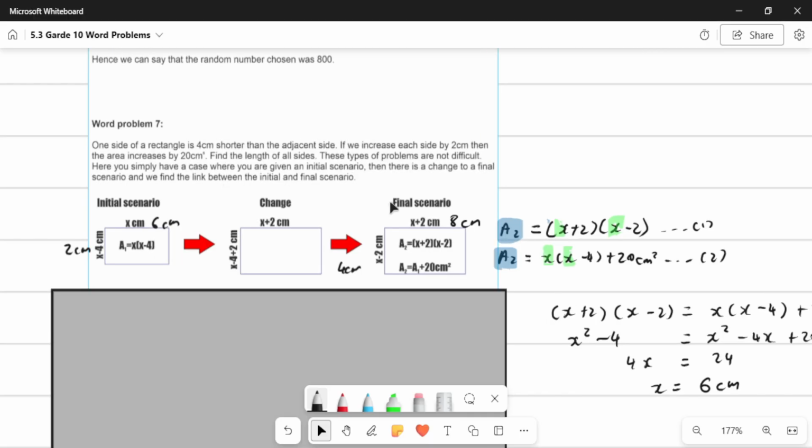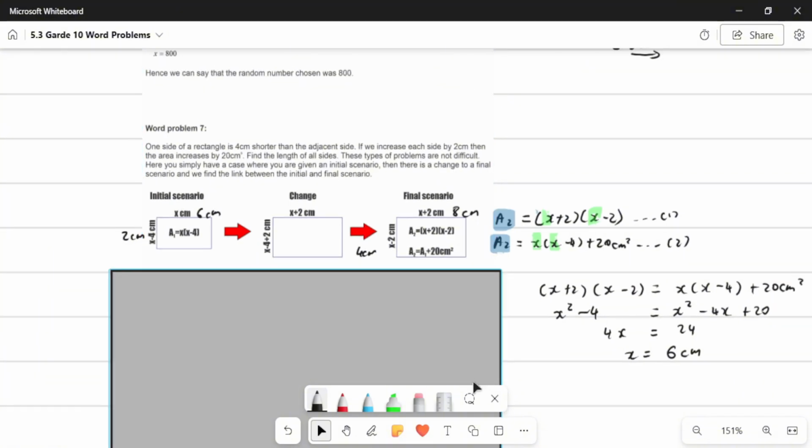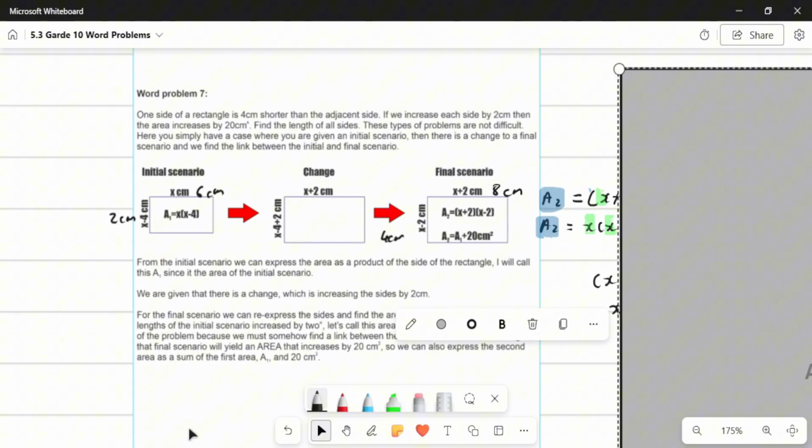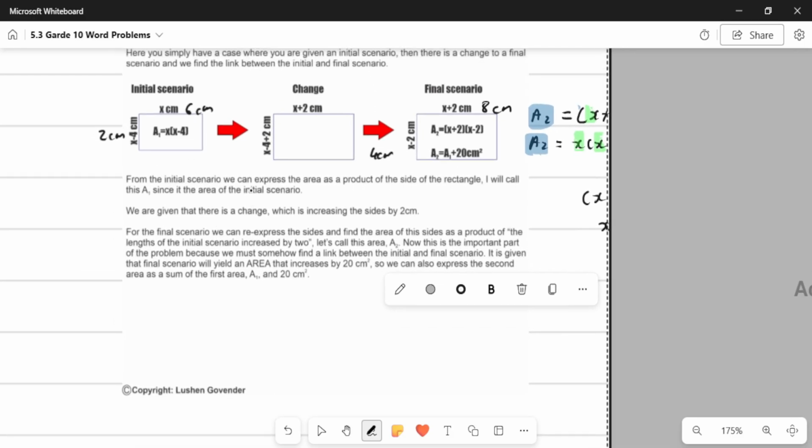Yeah, so we were asked to find the lengths of all of the sides of the triangle. We've already found it here. Right? 2 centimeters and 6 centimeters there. And that's how you solve a problem of this nature. So you can see here, if you read through all of this, from the initial scenario, we can express the area as a product of the sides of the triangle.